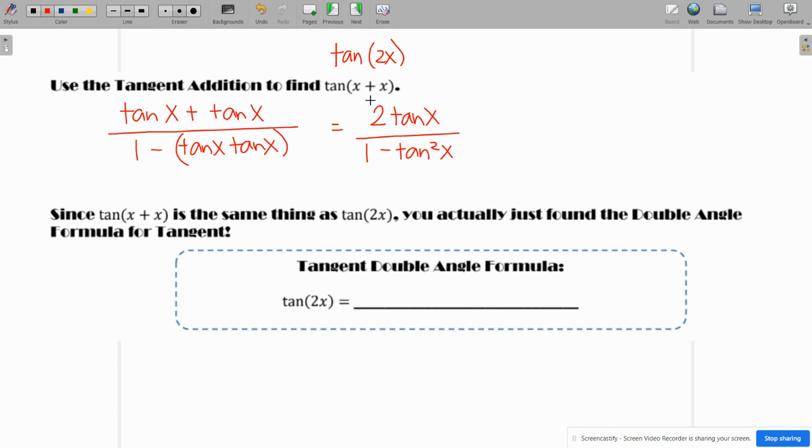So that means that the tangent of 2x, so the tangent double angle formula, is going to equal 2 times the tangent of x divided by 1 minus the tangent squared of x. So in the next video, I will show you how to actually utilize these.